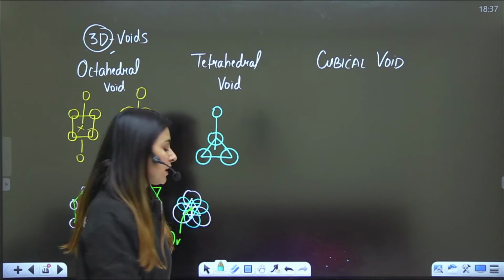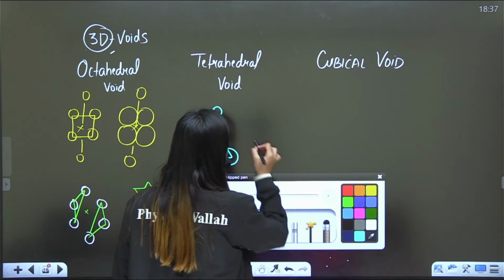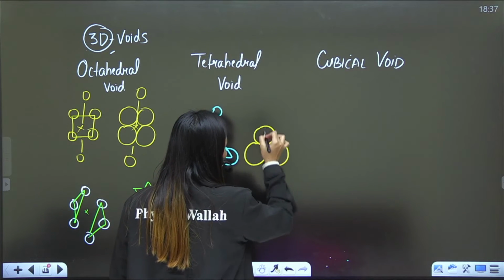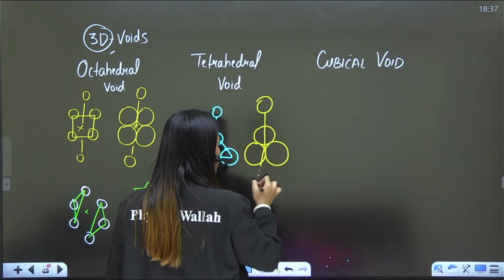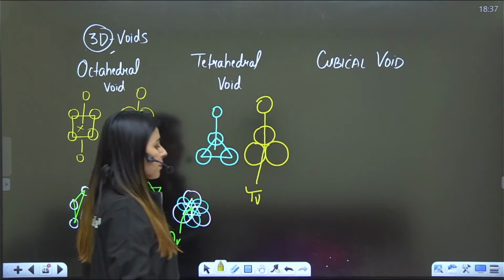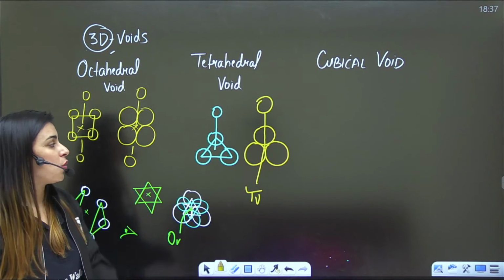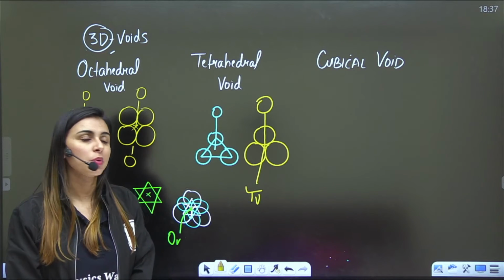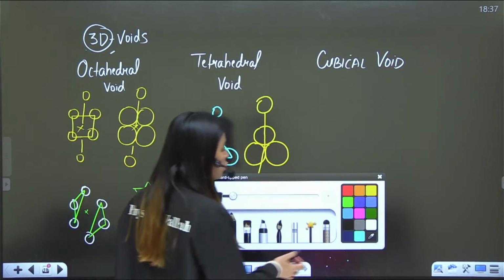Tetrahedral void. If we draw it in a better way, I'll say that these are connected together and your one atom is above this. So this is your tetrahedral void, right? Yes. So this is how you visualize a tetrahedral void. I hope you're clear with this. Perfect. Now let's talk about a cubical void.